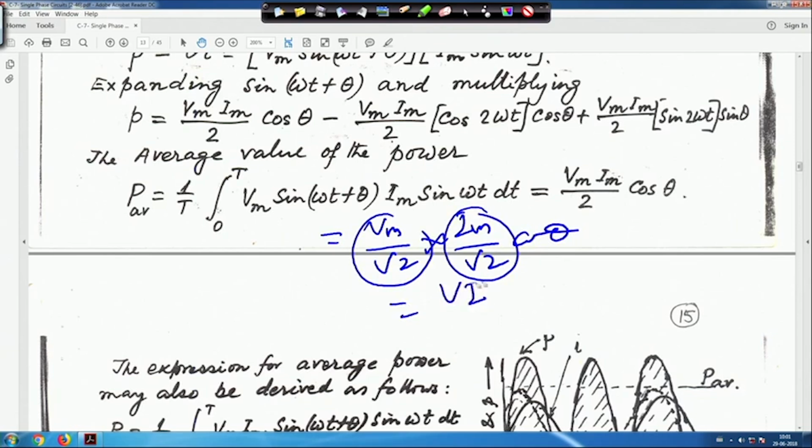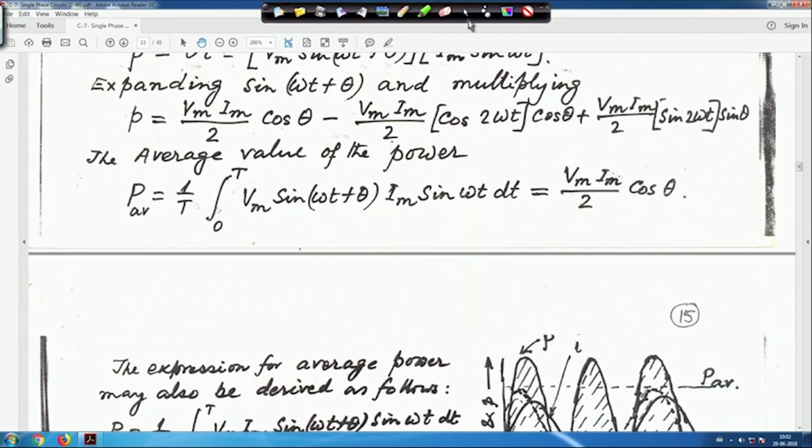That means it is VI cos θ, where V is the RMS value of the voltage and I is the RMS value of the current, multiplied by cos θ, and cos θ is the power factor of the circuit. Theta is the angle between the voltage and current. So we can write VI cos θ, and V and I both are RMS quantities. Otherwise, if you take the peak value, it will be Vm Im cos θ upon 2, but generally we will always use RMS values in our numericals.